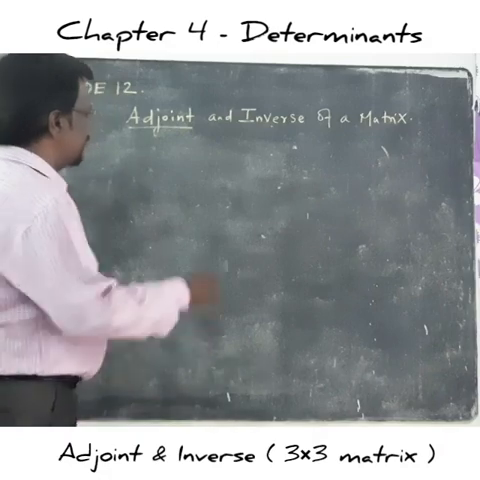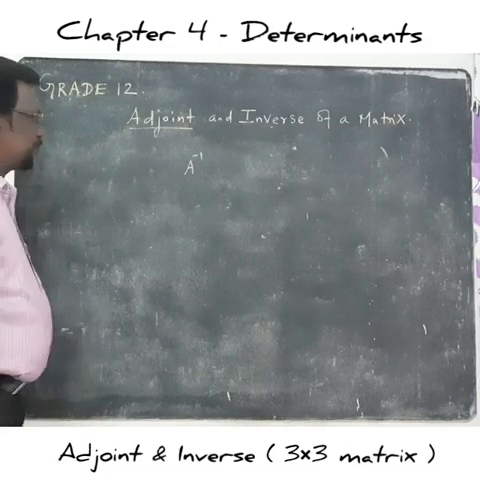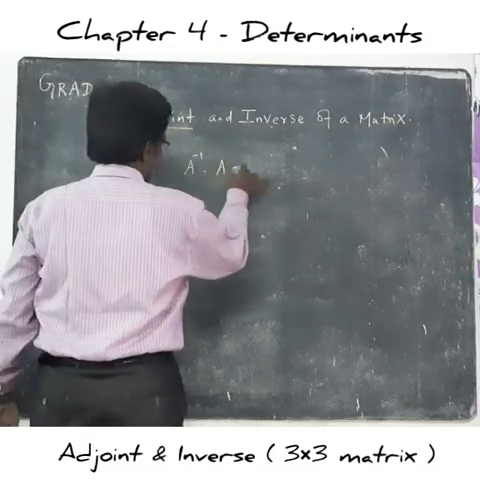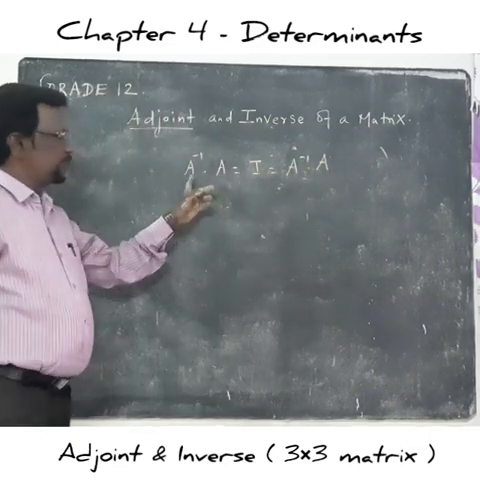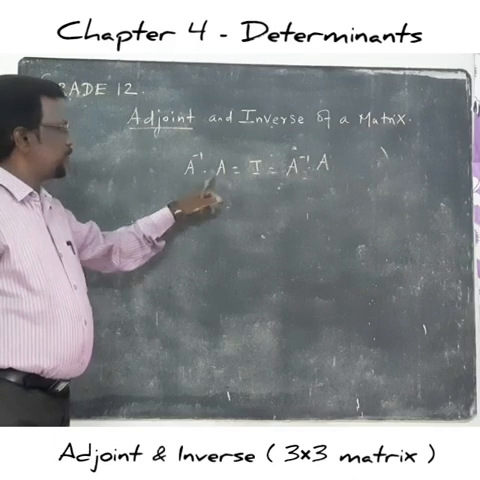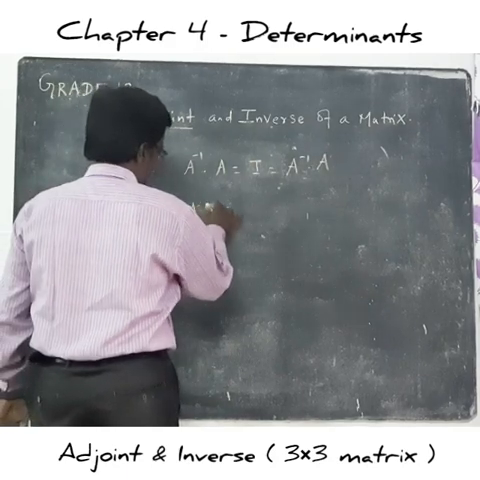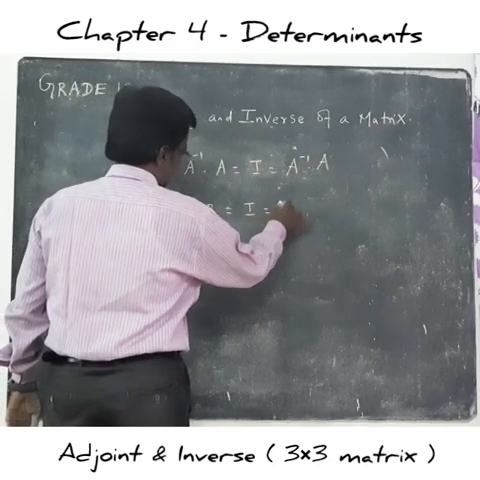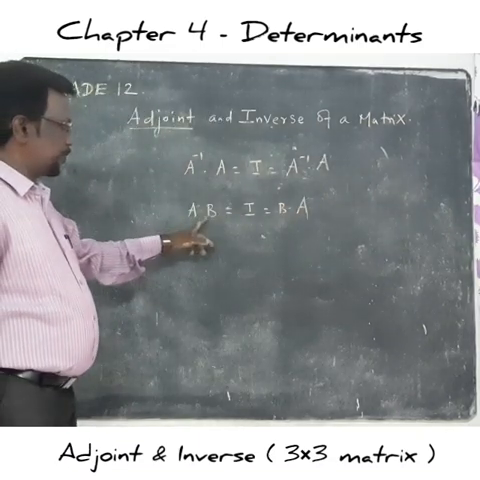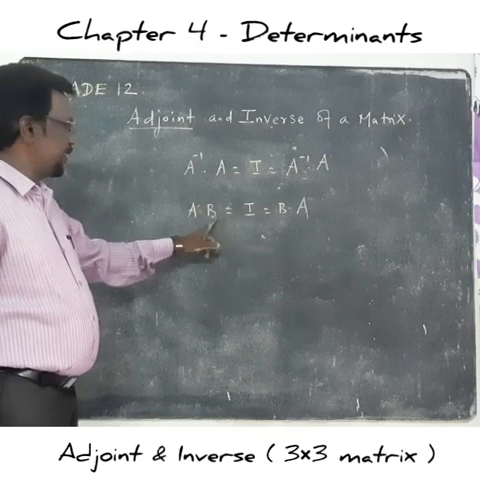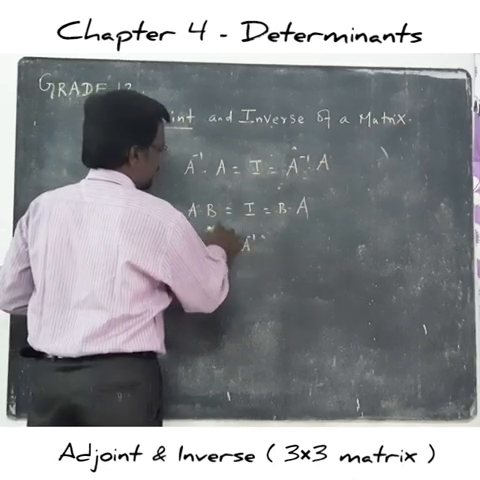Similarly, you can define the inverse of a matrix. What is the inverse of a matrix? Using this symbol, A inverse. So A inverse into A should be I, or A into A inverse is equal to I. So if you multiply two matrices, suppose A is one of the matrices, B is another matrix, AB is equal to I and BA is equal to I. Suppose the product of two matrices is equal to the unit matrix. Then B is the inverse of A.